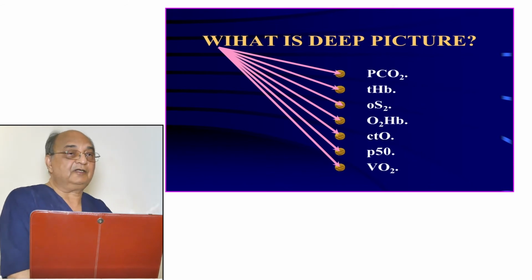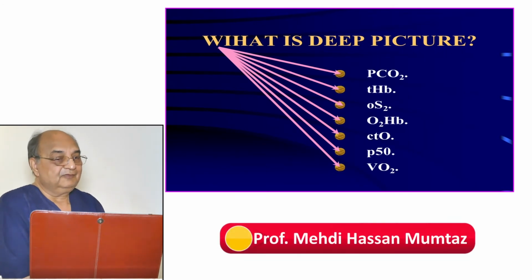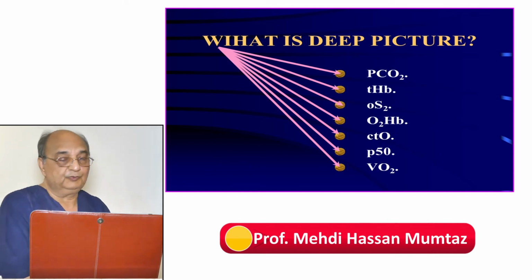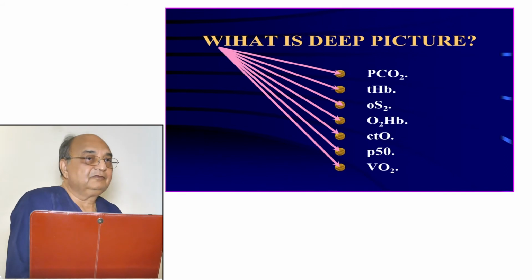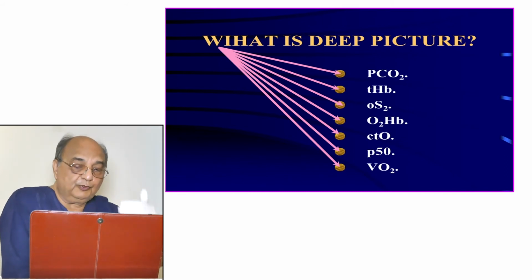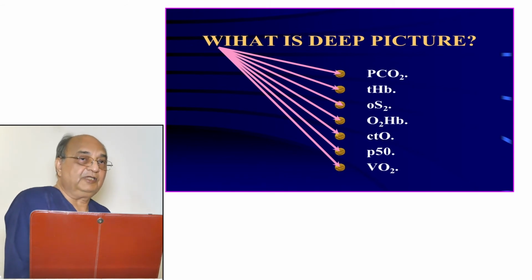What is the deep picture of blood gases? You are required to know the PCO2, total hemoglobin, the saturation, oxygenated hemoglobin, the total content of oxygen, the P50, and the VO2. So we should have a blood gas analysis in that way that we know all these parameters. From there we can say, after diagnosis, that this is the therapy which is required for this particular patient.